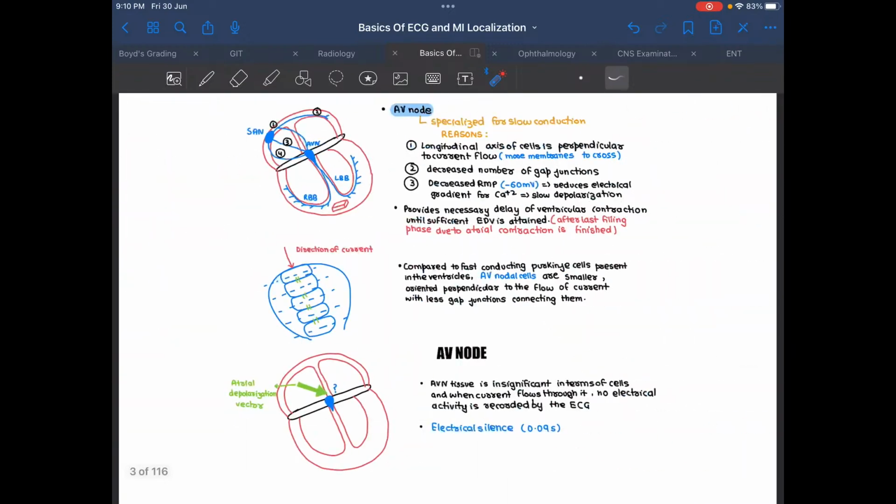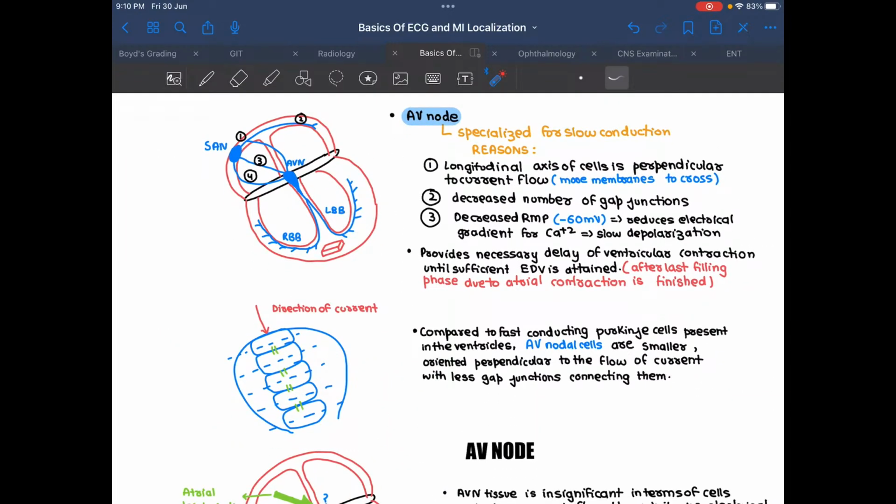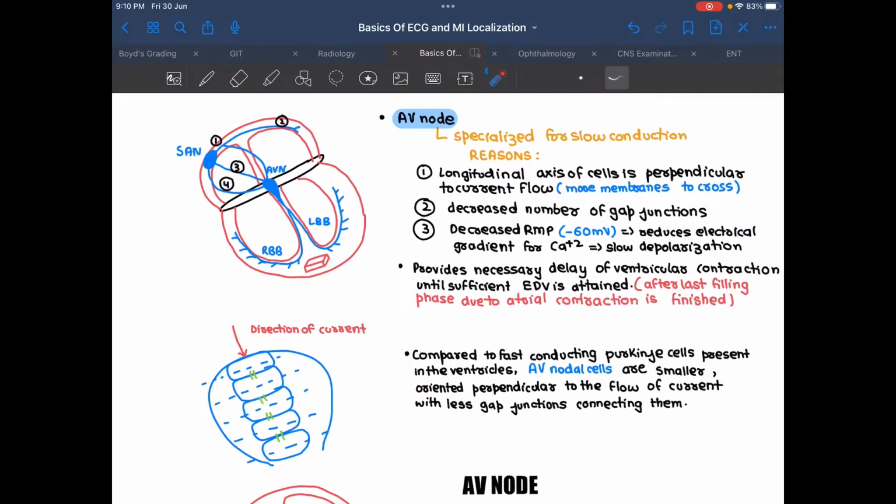So let's just see that. So now we're on to the AV nodal tract, guys. So just remember, AV nodal tract is highly specialized for slow conduction, and there are actually three reasons behind it. So what are those? First thing is the longitudinal arrangement of the cells. That is, the longitudinal axis of the cells in the AV node, this is the longitudinal axis. This is perpendicular to the direction of the current.